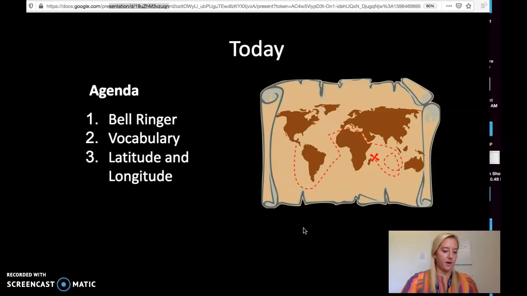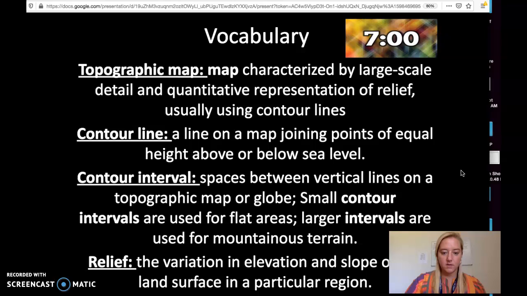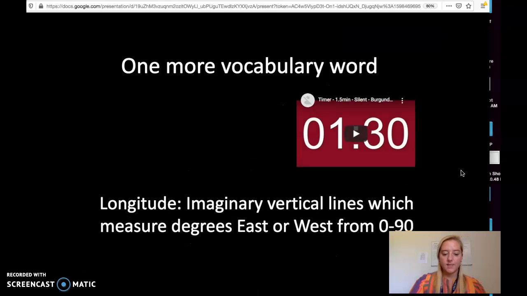So today we're going to be doing our bell ringers, some vocab, and then going through our latitude and longitude notes. So we're going to start with our vocab. So if you will, pause me so that you can take these vocab notes. When you're ready, unpause the video. We have one last vocab word for you to copy down. It is right there. Go ahead and pause me so that you can copy this down.